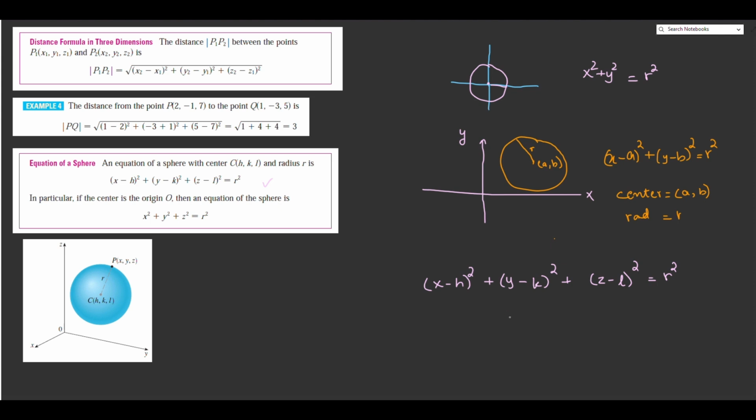In particular, when the center is the origin, it can be written as x square plus y square plus z square equals r square. So this is the difference between the equation of a circle and the equation of a sphere: in the equation of a sphere, we have an extra term, z square.